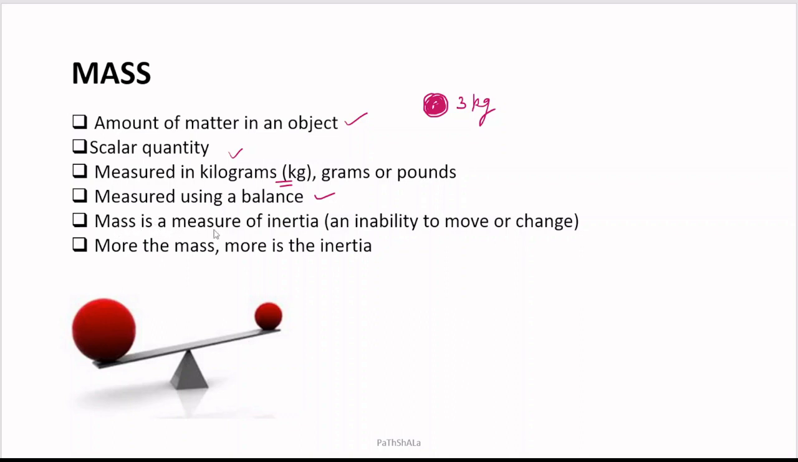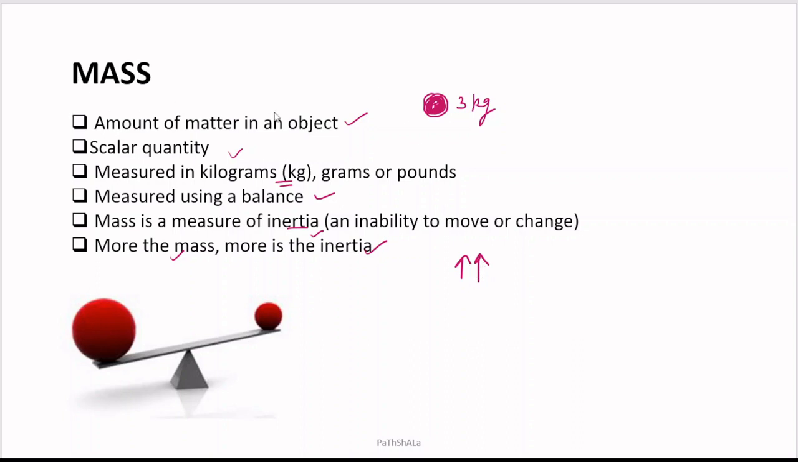We can also say that mass is a measure of inertia. And what is inertia? Inertia is the inability to move or change. If an object is moving, its ability to keep on moving is basically its inertia. Or if it is at rest, the ability to stay at rest is the inertia. So if the mass is more, inertia will be more, because mass is actually a measure of inertia. More the mass, more is the inertia, right?